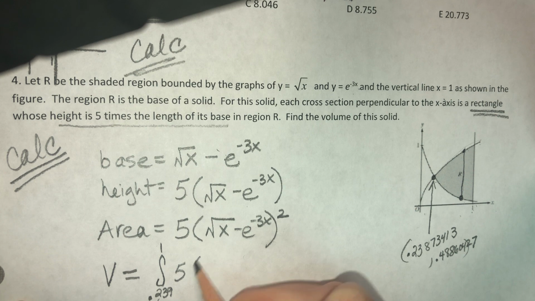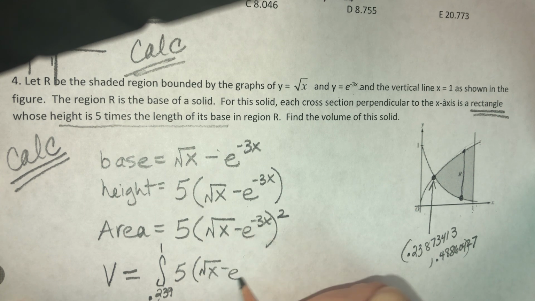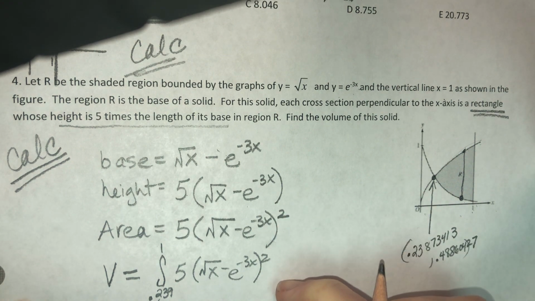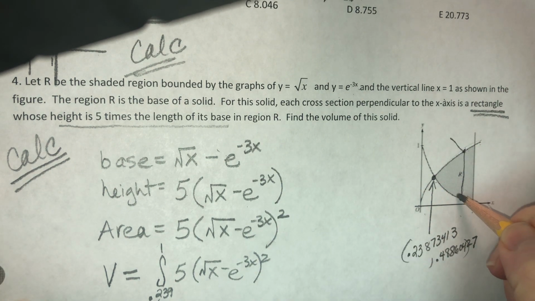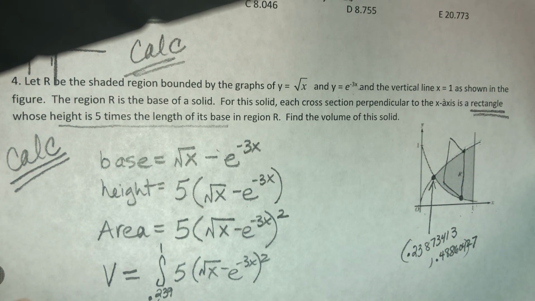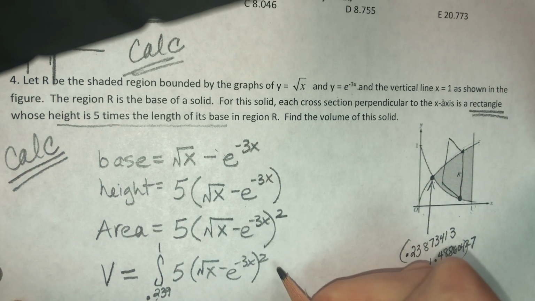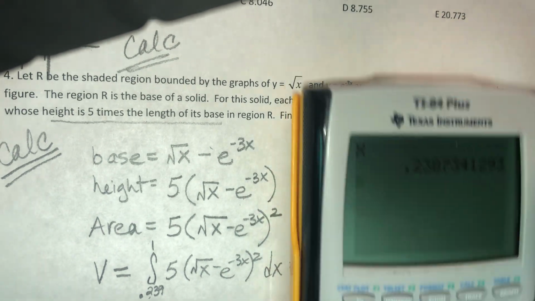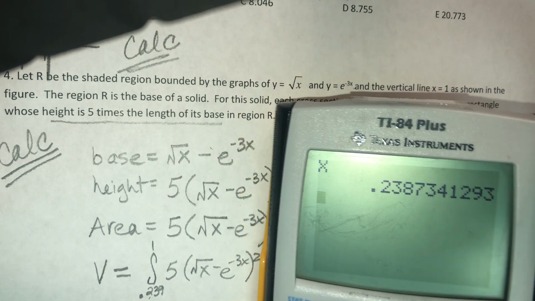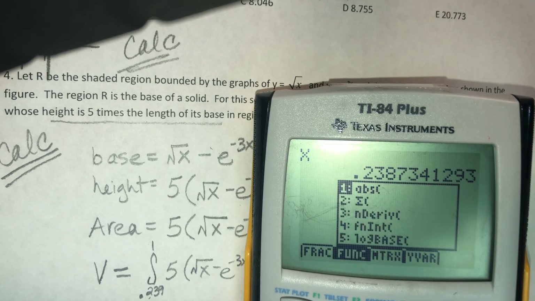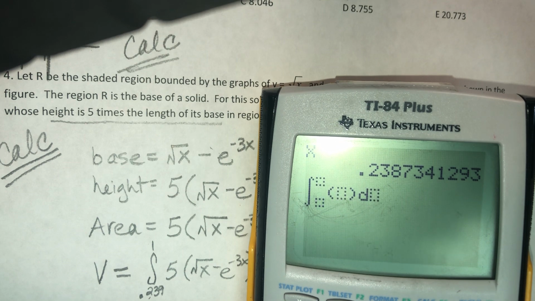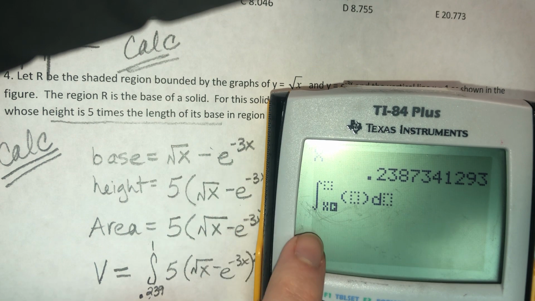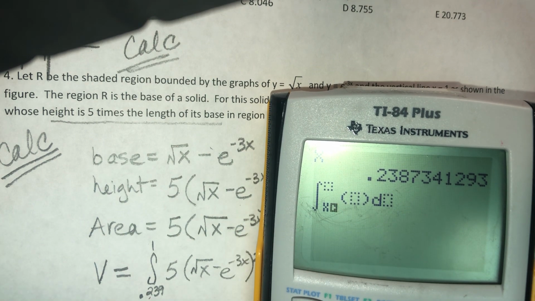So then we've got 5 times the square root of x minus e to the negative 3x quantity squared. I just copied my formula for the area of this square cross section in terms of the variable x dx. And this is what I'm going to get my calculator to do for me. So I'm going to go alpha, window, option 4 for function integration. Lower limit, I'm going to type the x because it remembers x from your computing the intersection point on your graph.